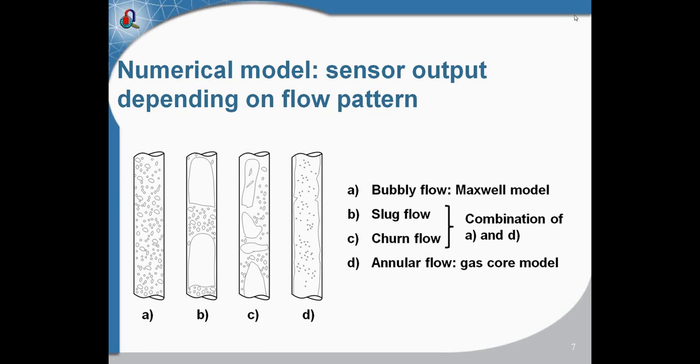In order to approach the different flow patterns numerically, here bubbly flow is approximated by the Maxwell model, and the annular flow by what I personally would call the gas core model. These 2 models are briefly outlined on the next 2 slides. There are still two flow patterns missing, namely the slug and the churn flow. But since slug and churn flow are of a more complex nature, here they are approached by an approximation based on the bubbly and annular flow model, which I will show you later on.